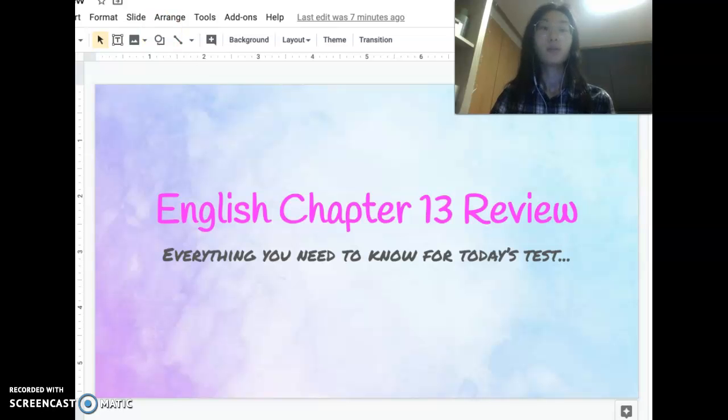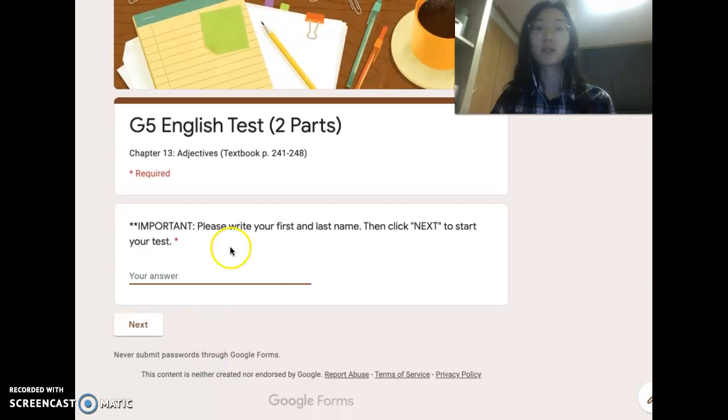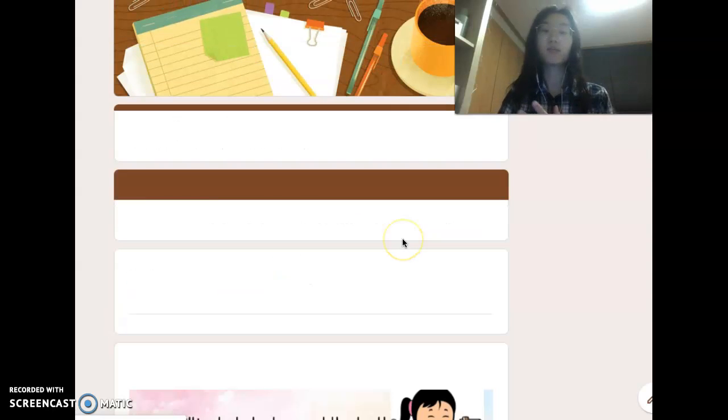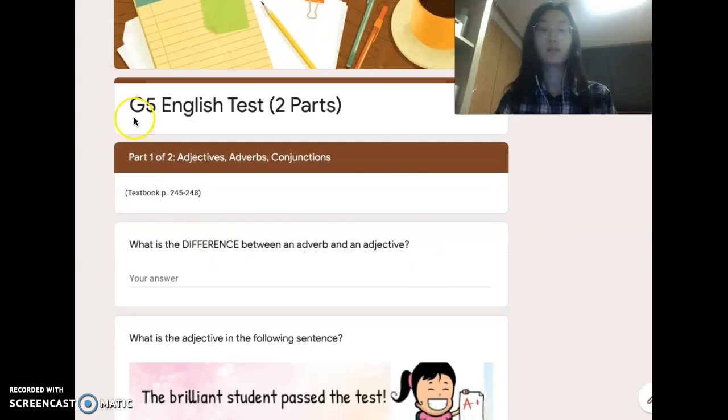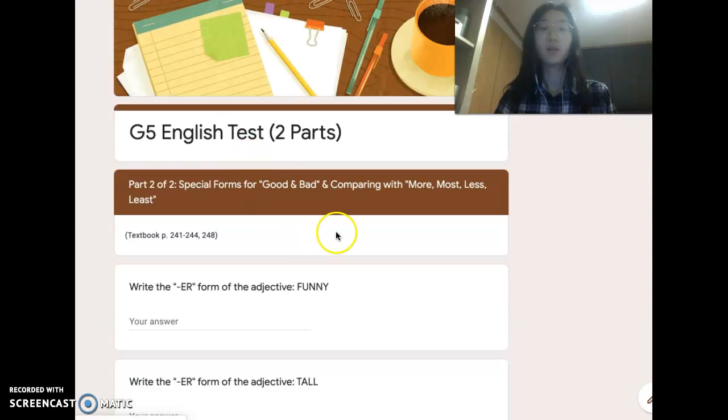As you have probably noticed, this is the test. It will have two parts. You might have also seen that the first part is just, the only question is write your name. So all you gotta do is write your name, press next, and then this test will start. So this will be the first part, which is adjectives, adverbs, and conjunctions. And then when you go on to the next, we have the special forms for good and bad and comparing with more, most, less, and least.